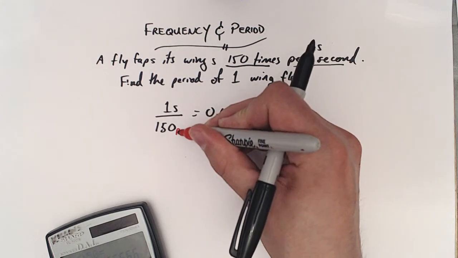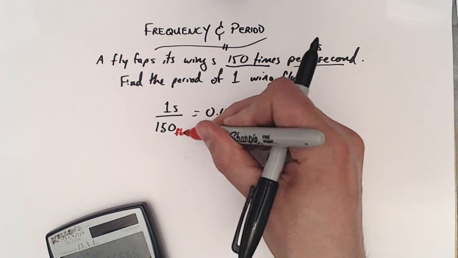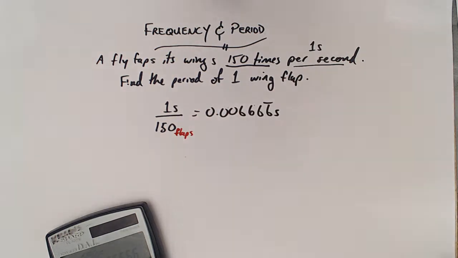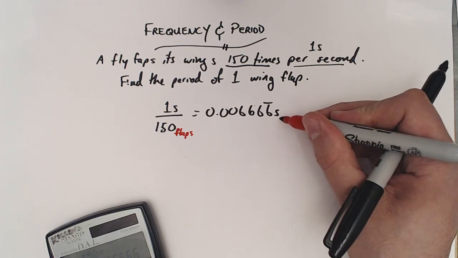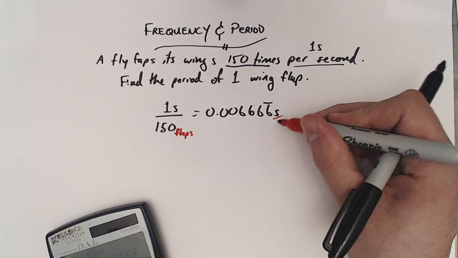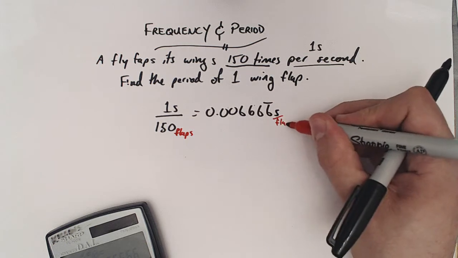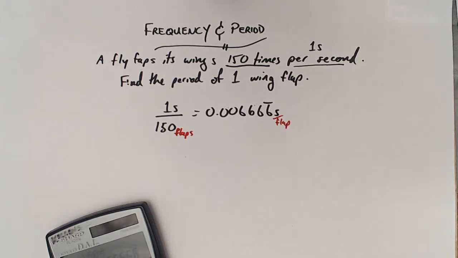150 flaps. That would mean that it's 0.006 repeated seconds per flap. That sounds like a period to me. How much time it takes for one flap to occur. So I want to take a look at this. This is very simple thinking.